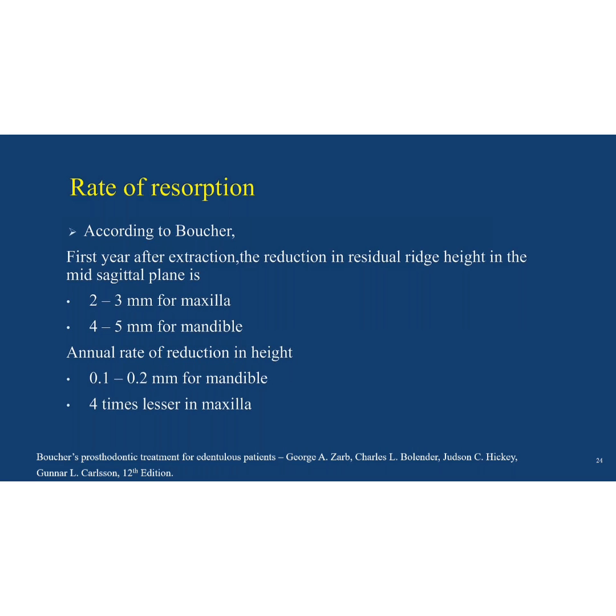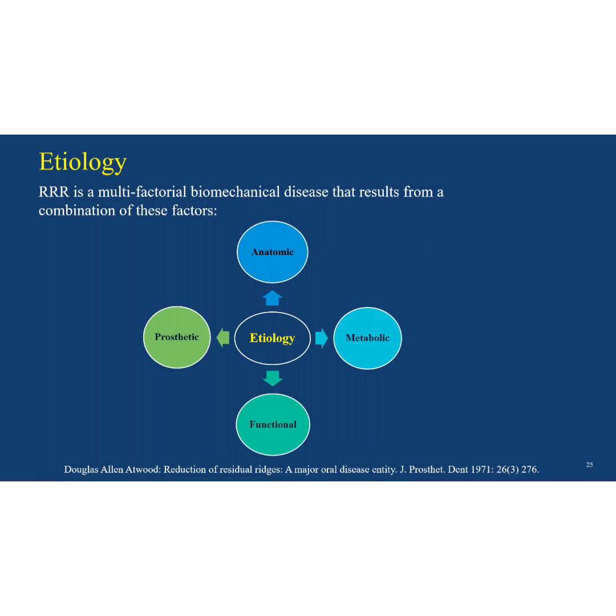Rate of resorption, according to Boucher: in the first year after extraction, the reduction in residual ridge height in the mid-sagittal plane is 2 to 3 mm for the maxilla and 4 to 5 mm for the mandible. The annual rate of reduction in height is 0.1 to 0.2 mm for the mandible, and for the maxilla it is 4 times lesser. Etiology: RRR is a multifactorial biomechanical disease that results from a combination of these factors.